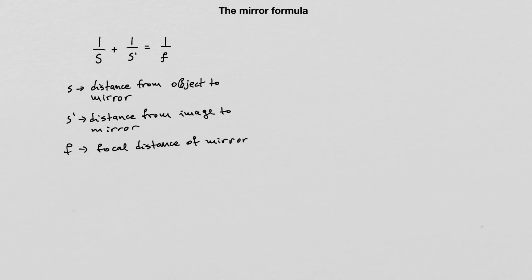Let's list those rules, but first let's list the formula for the magnification. So for a curved mirror, the magnification M is equal to minus the ratio of the distance of the image to the mirror divided by the distance of the object to the mirror.